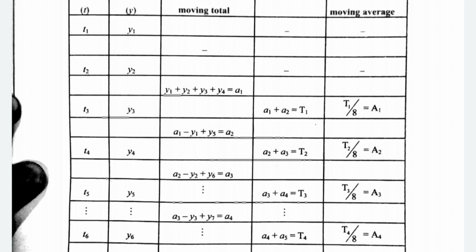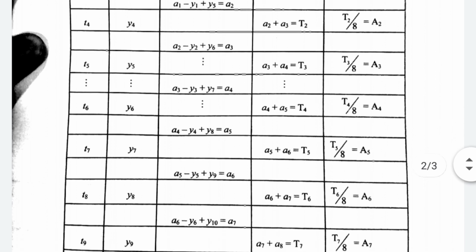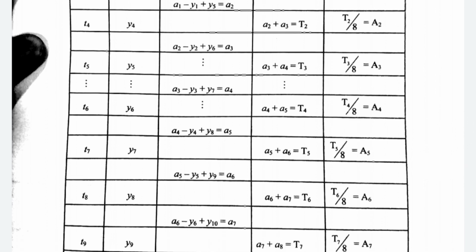From that a2, you got to subtract the value of y2, add the value of y6, you will get a3. From that a3, you got to subtract the value of y3, add the value of y7, you will get a4. From that a4, you got to subtract the value of y4, add y8, you will get a5.